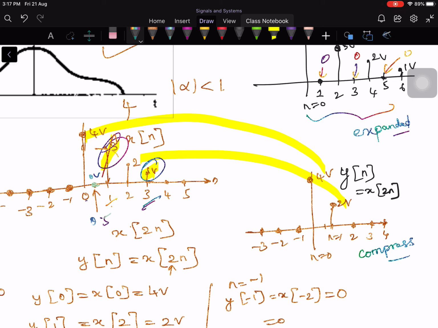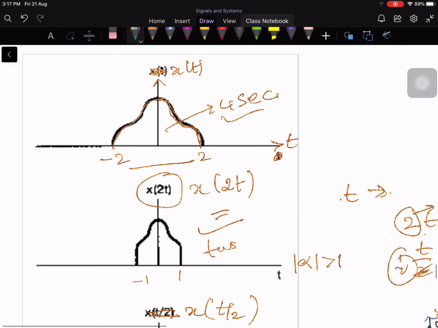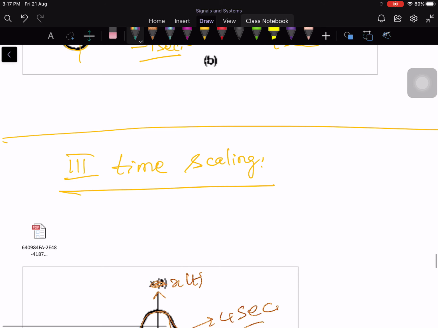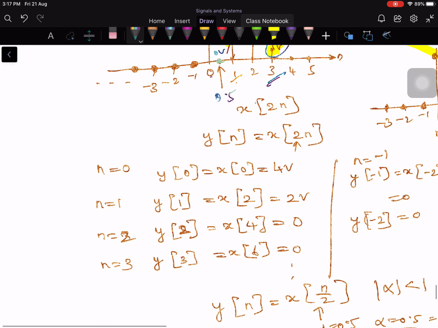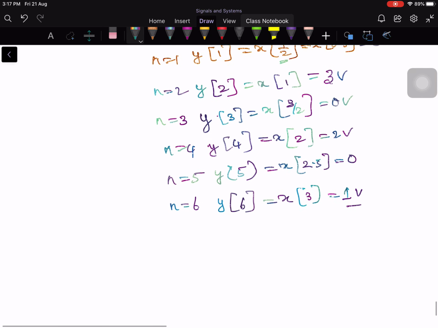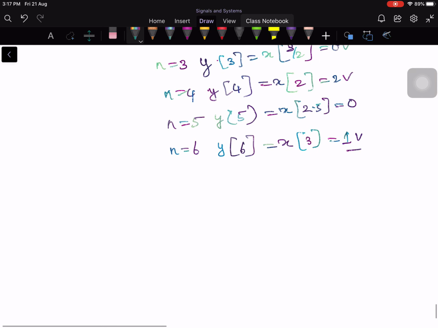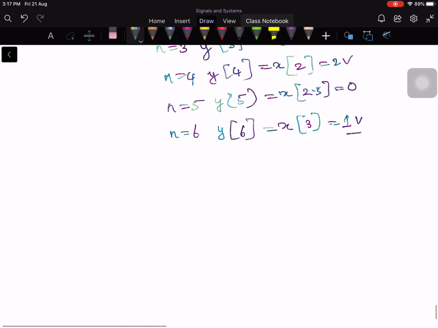So that's what happening when you introduce alpha which is less than 1 or greater than 1. Okay, this is called a time scaling operation. Therefore, 3 types of operation we are doing on the independent variables. Let me take one more example on this. So please practice as many examples as possible, so that will help you a lot.